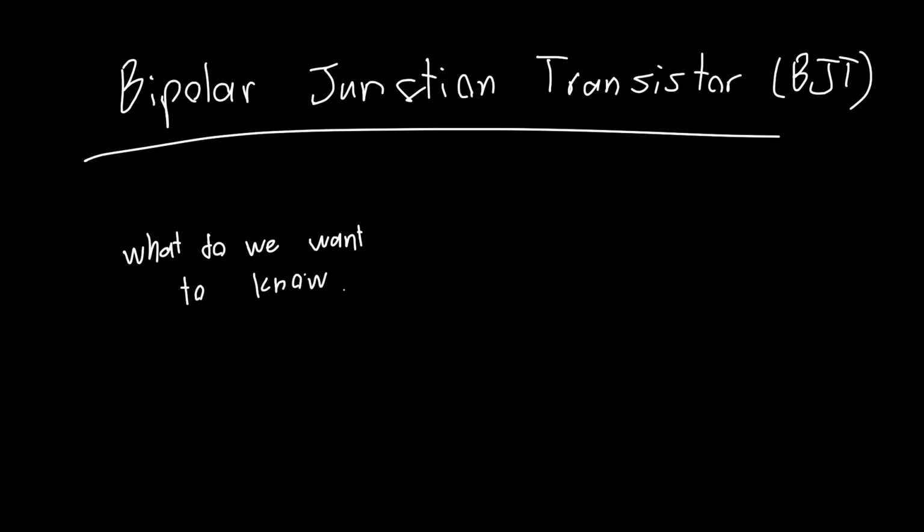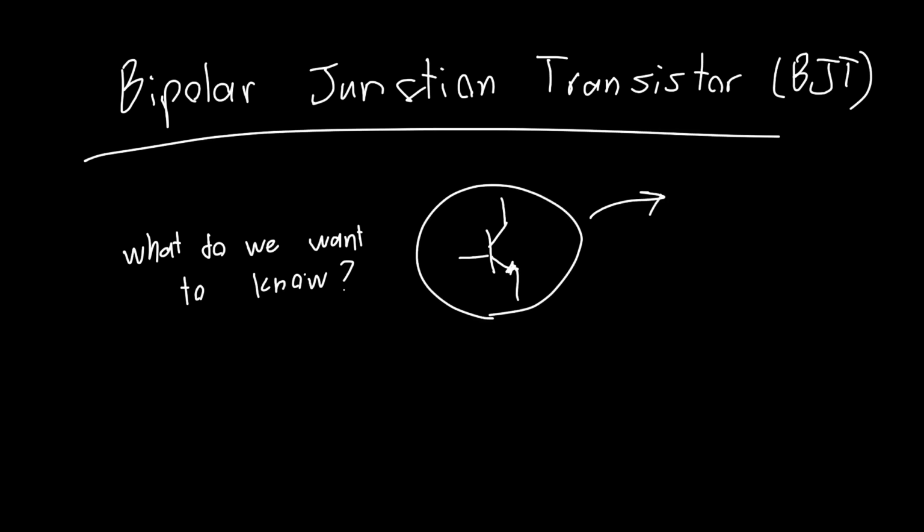Well, you're probably taking this class because you're an aspiring electrical engineer and you want to be able to use a BJT. So you want to be able to plop this thing in some circuit and it's going to behave a certain way and you're going to be happy. So we want to know how the BJT is going to behave, how this device is going to behave. And this is typically referred to as the BJT's modes of operation.